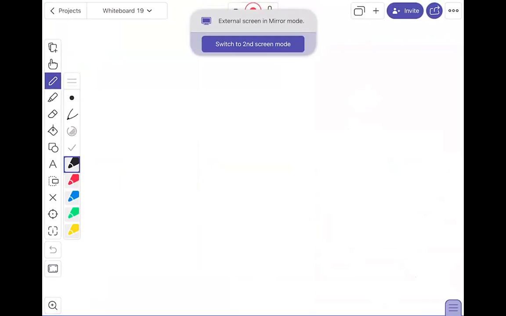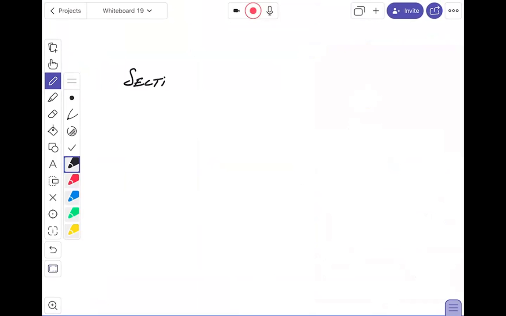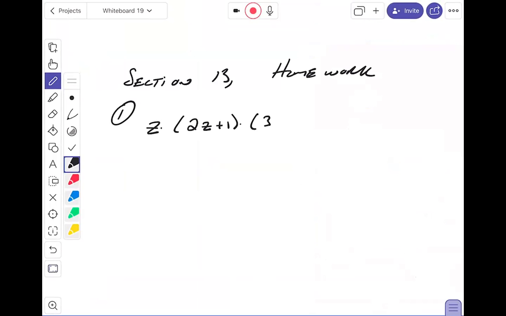Okay, so let me tell you where we are. We're in section 13 of the notes. And we're doing the homework. And we'll start with problem number 1. So I'm going to write the problem down. z times (2z plus 1) times (3z minus 2) equals 0. So you have 3 factors here, 1, 2, 3. And it's certainly equal to 0.